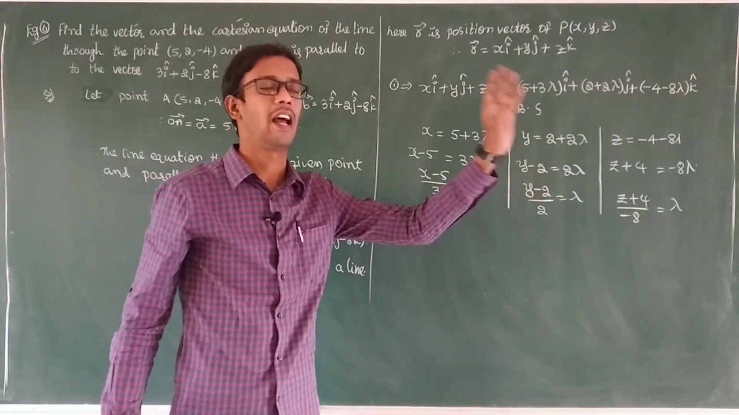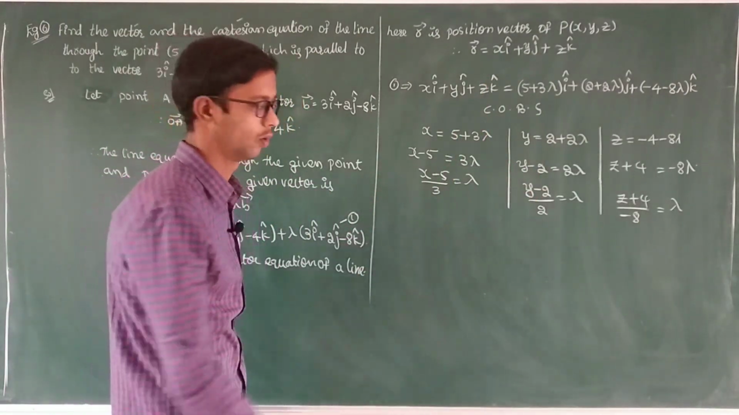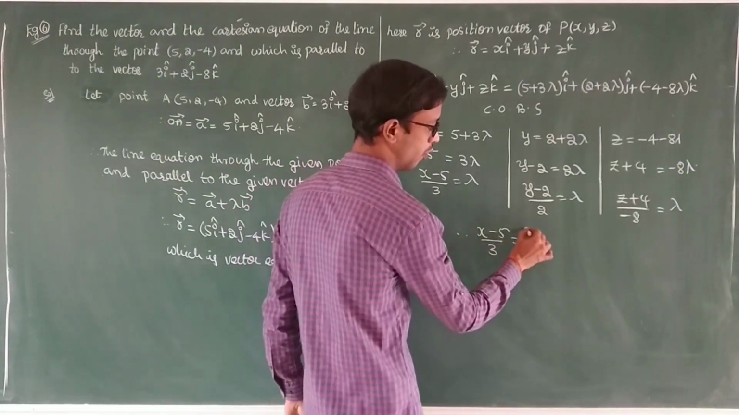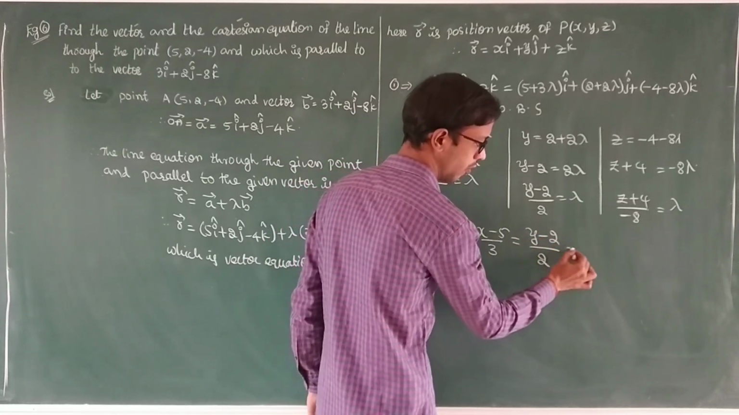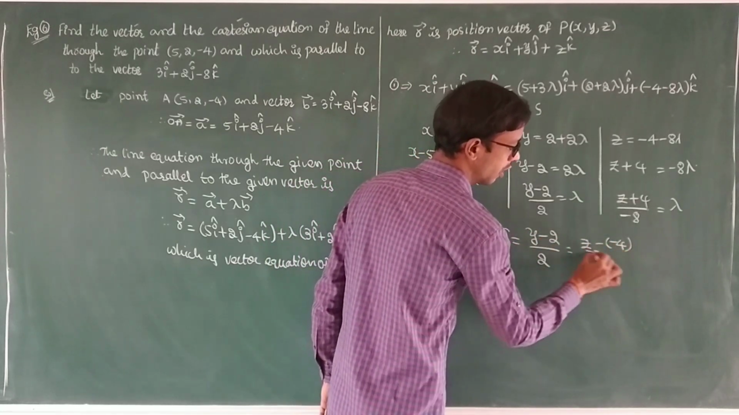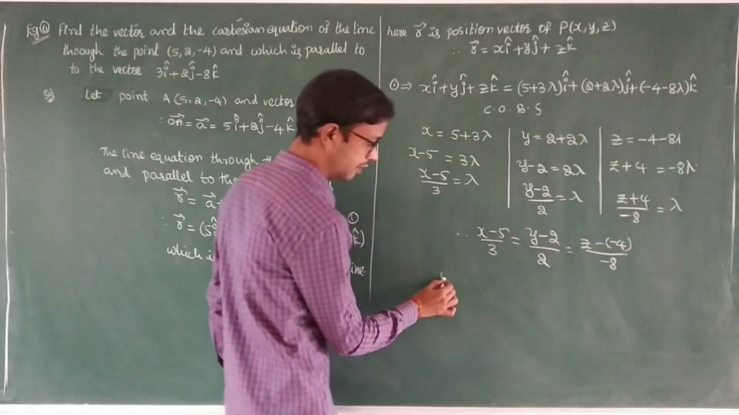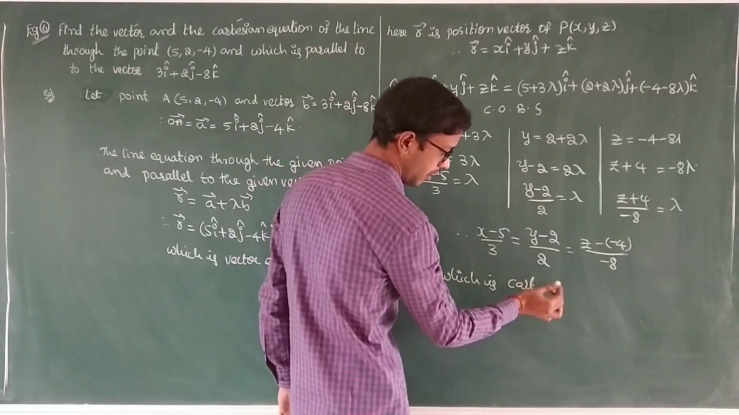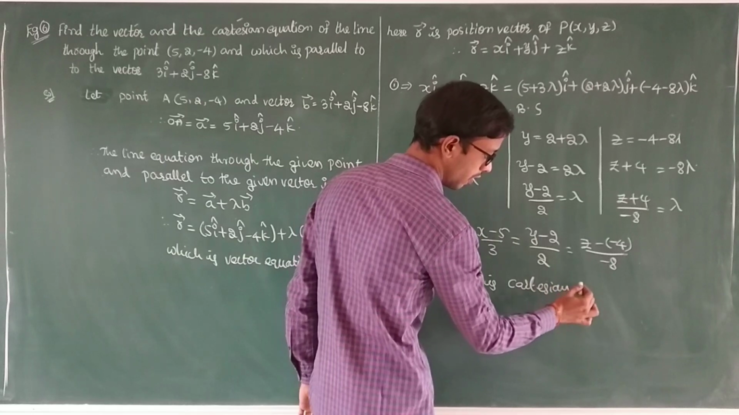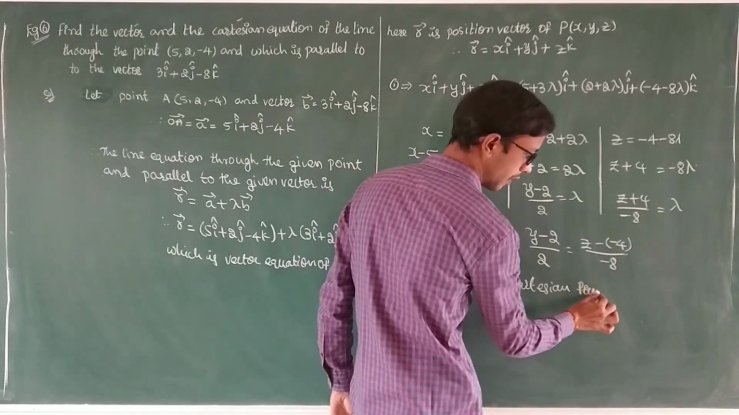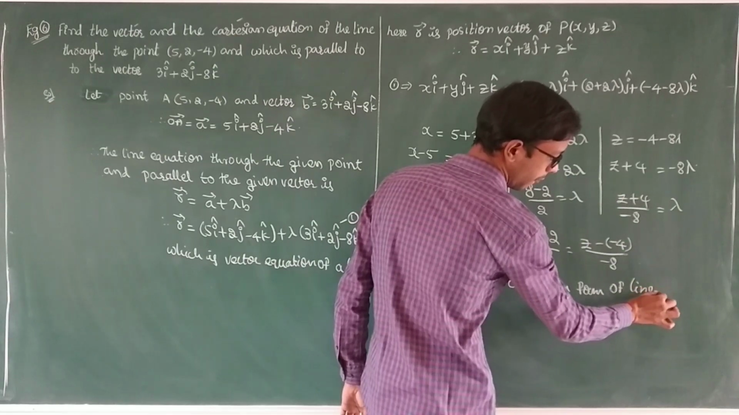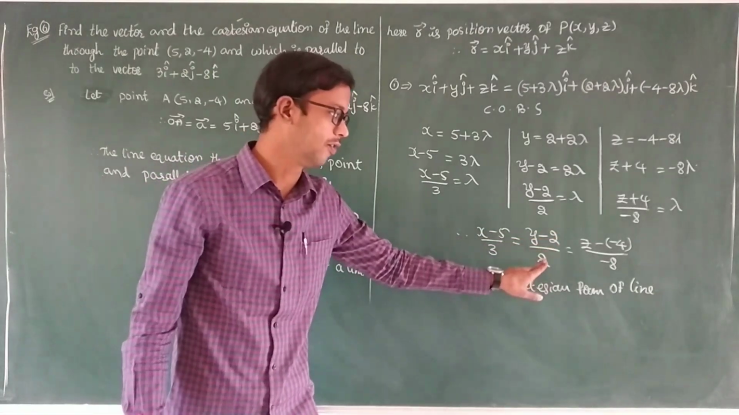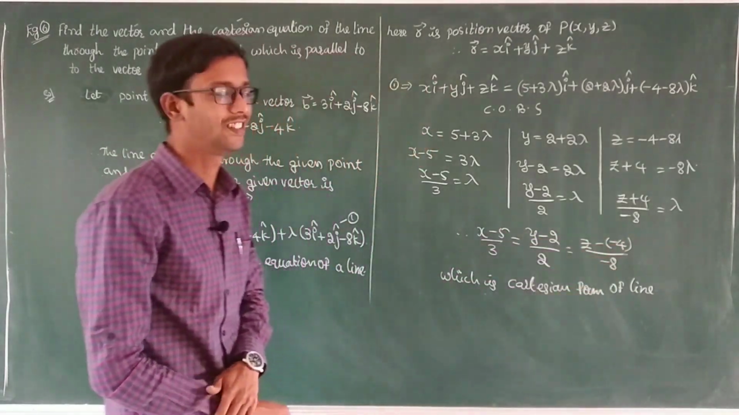So on the right side lambda is there, so the left sides are also equal. Therefore x minus 5 by 3 is equal to y minus 2 by 2 is equal to z minus of minus 4 divided by minus 8, which is the Cartesian form of the line. So this is x minus x1 by a, y minus y1 by b, z minus z1 by c.